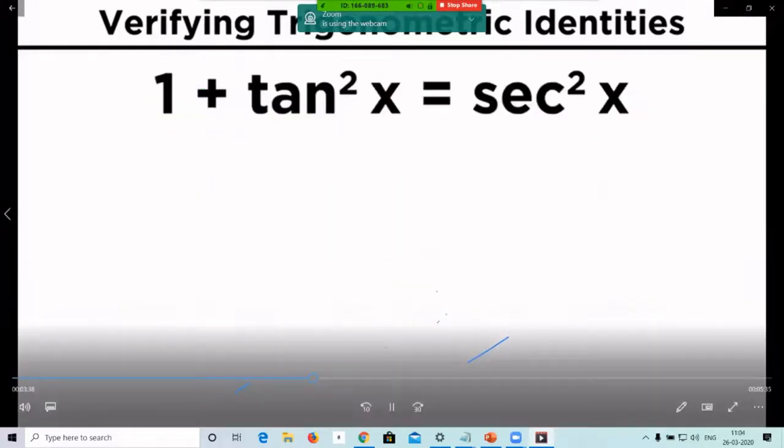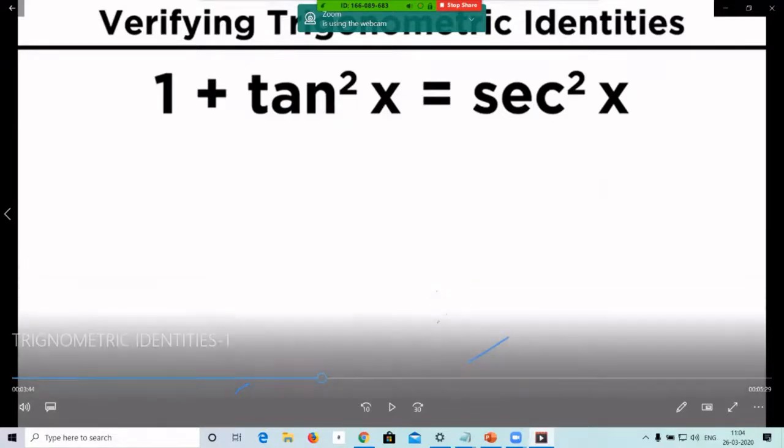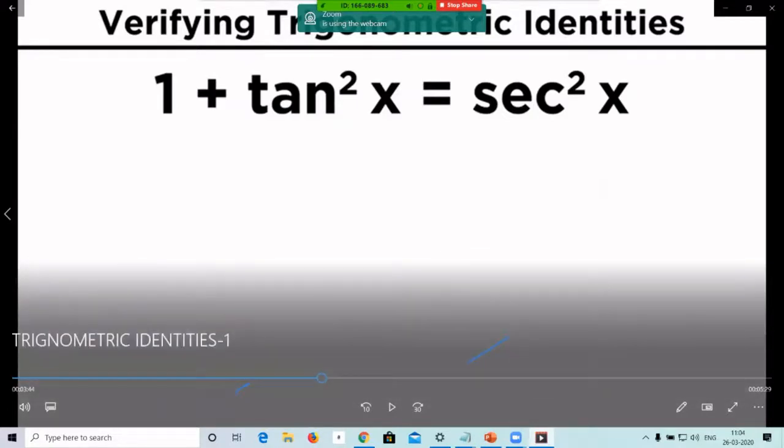Let's try some more examples. How about 1 plus tangent squared equals secant squared? I would want you all to move ahead with this. I'll give you 1 minute of time. Let me see if you can do it. Check yourself also.